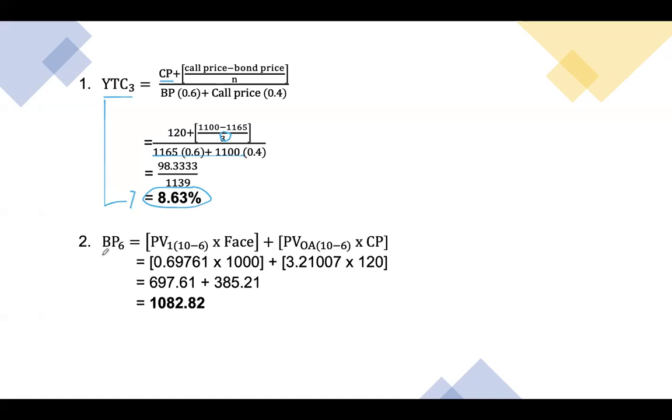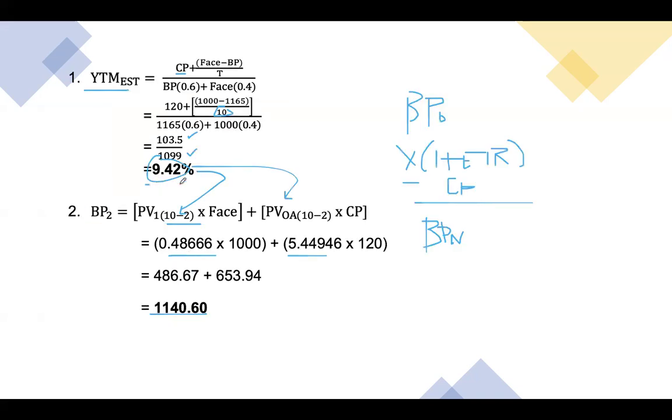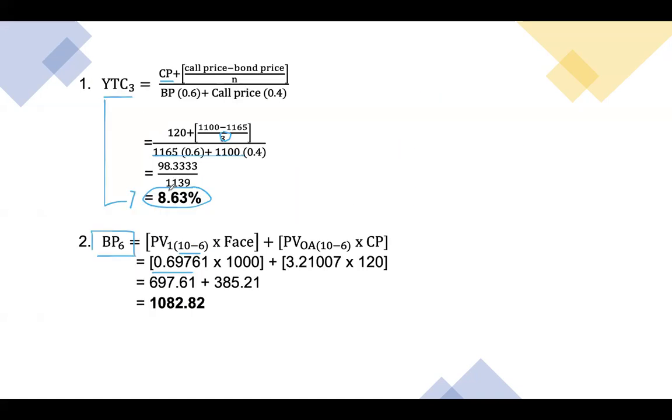So in year 6, 10 minus 6, so you have your 4 years left until maturity. So the present value factor is 0.69761 using 9.42 effective interest rate. So the bond price is 1,082. So this is the market price of the bond versus the call price, and the call price again is 1,100.